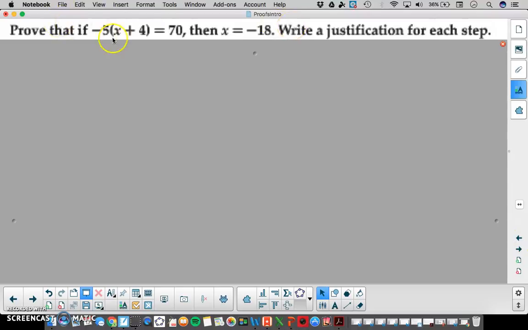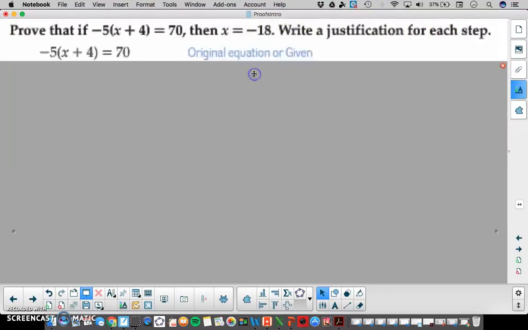So prove that if negative 5 times (x plus 4) equals 70, then x equals negative 18. We're going to write a justification for each step. So we start out with our original equation, or what we're given. Notice this was the hypothesis of that statement. That's our given information. This conclusion, x equals negative 18, is what we're trying to get to. So we have our steps in between that we're going to use.